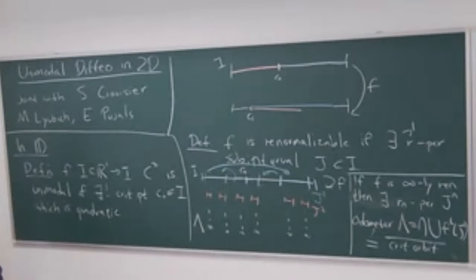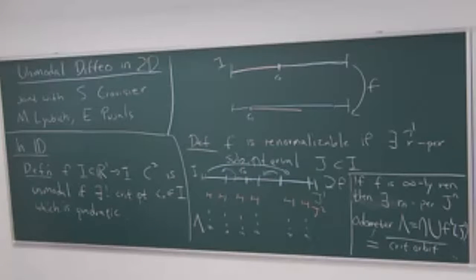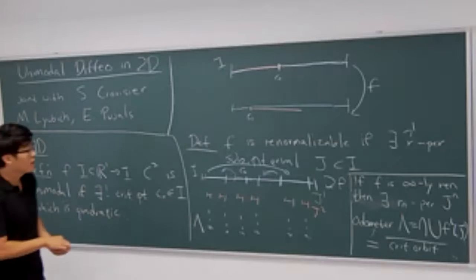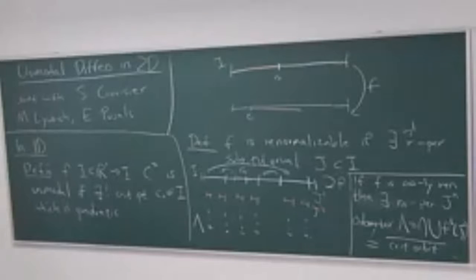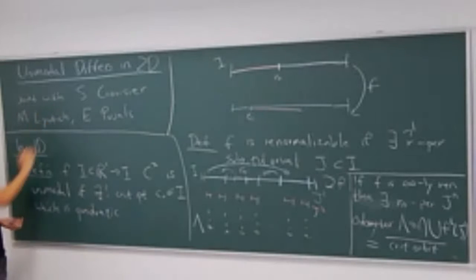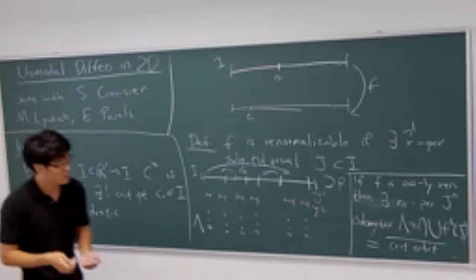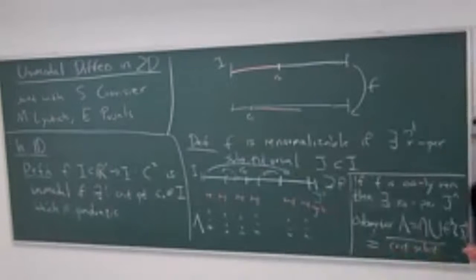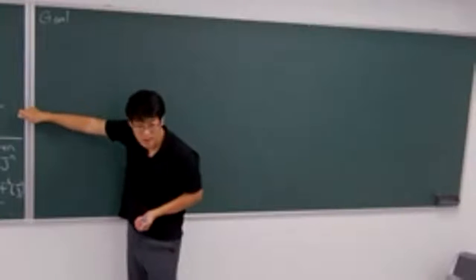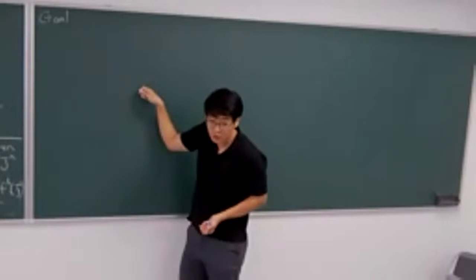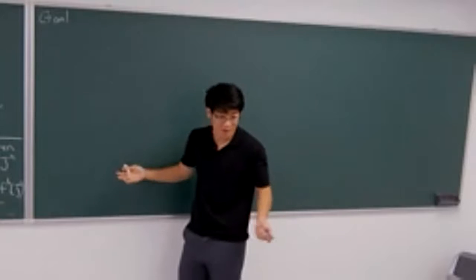So this is a story for a lot of you in the one-dimensional case. And what I'm going to talk about today is a generalization of the story to a two-dimensional setting. And it's joint work with these three co-authors, Sullivan, Ika, and Enrique. So our goal was to take the renormalization theory of 1D unimodal maps and generalize it to what we're calling 2D unimodal maps.